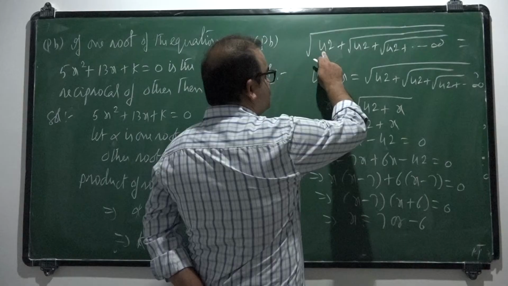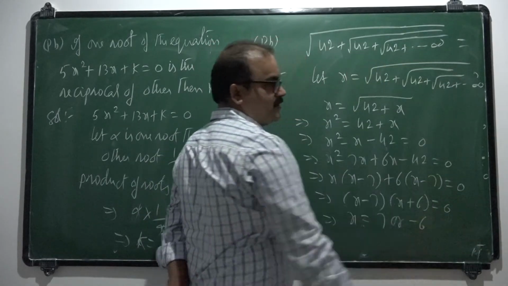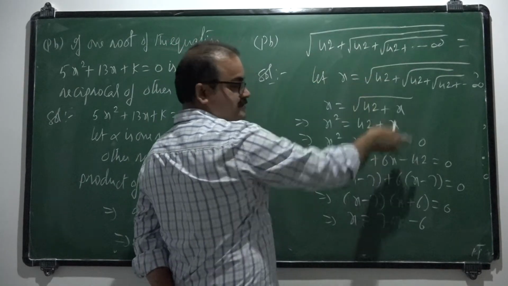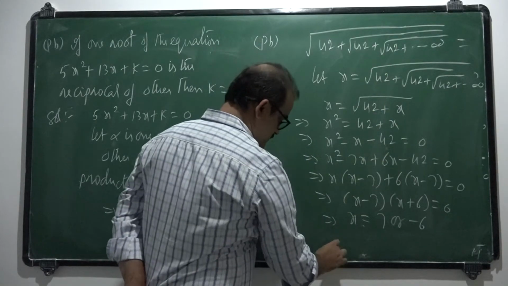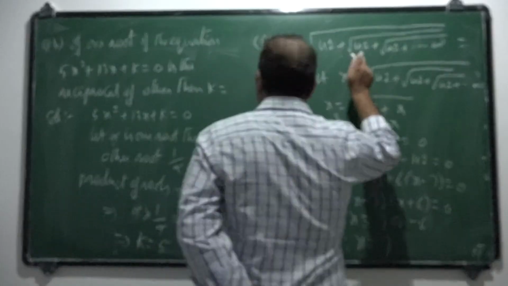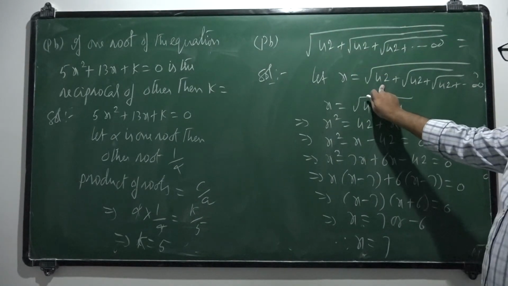But here we observe that this is the sum of positive terms. This is the sum of positive terms that must be positive. So therefore x is equal to 7. It is never negative. Why? These are the sum of positive terms.